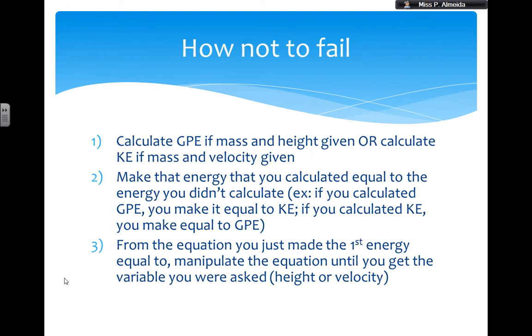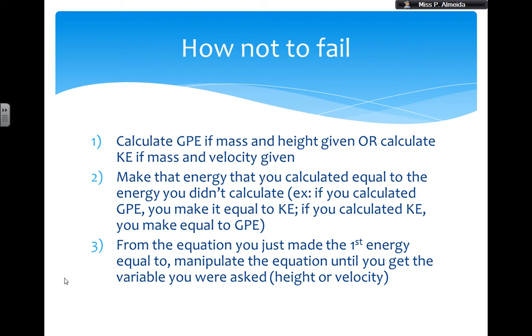The first thing you do is check what is given to you. If you were given mass or force and height, you can calculate GPE, so give it a go, calculate GPE. If you are given mass and velocity, go ahead and calculate kinetic energy, okay? So if you were given these things, calculate whatever energy you have. And then remember that the energy you calculated is equal to the other energy you did not calculate. So GPE is equal to the kinetic energy. If you calculated kinetic energy, make it equal to GPE, okay?